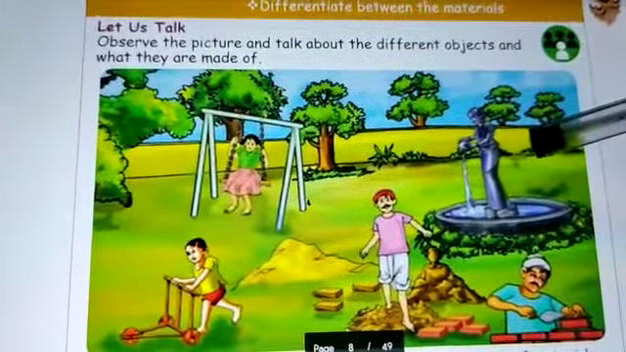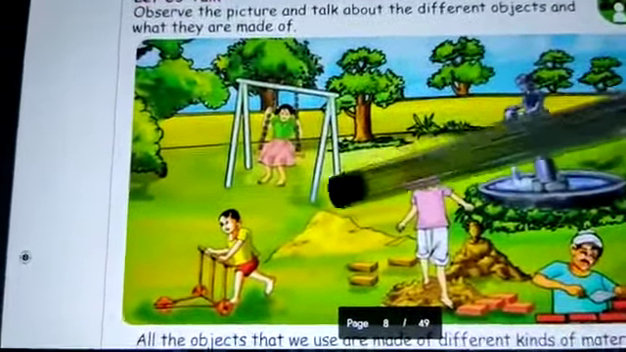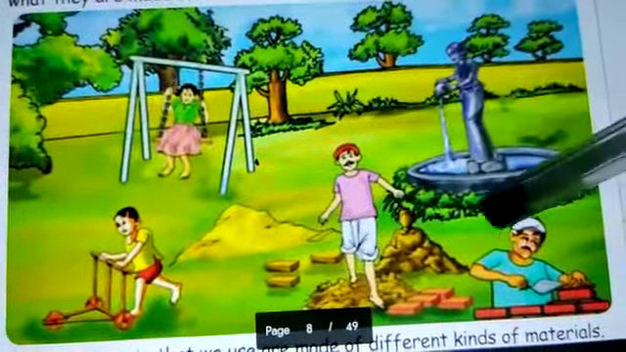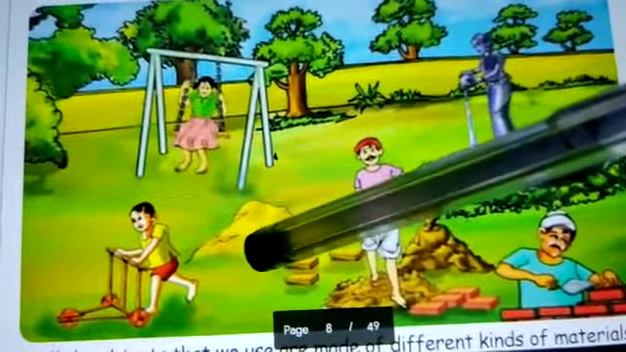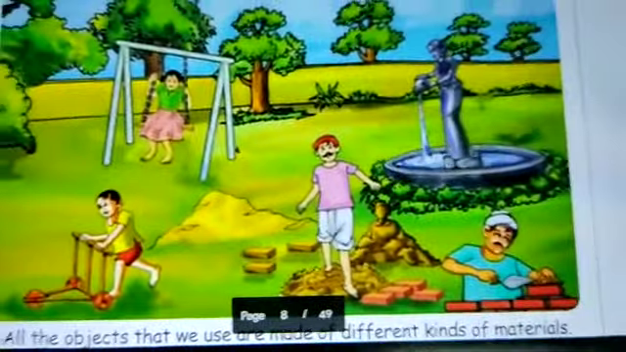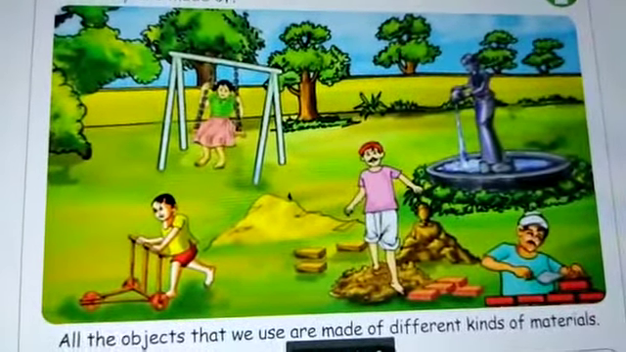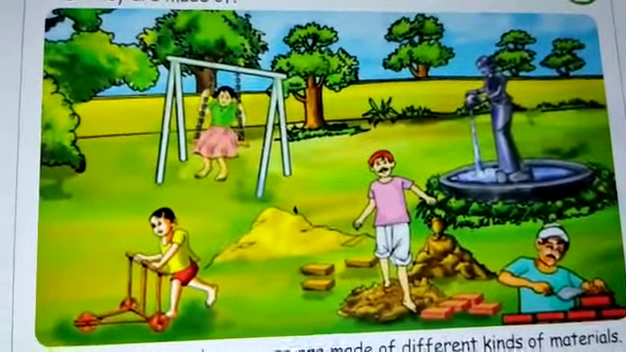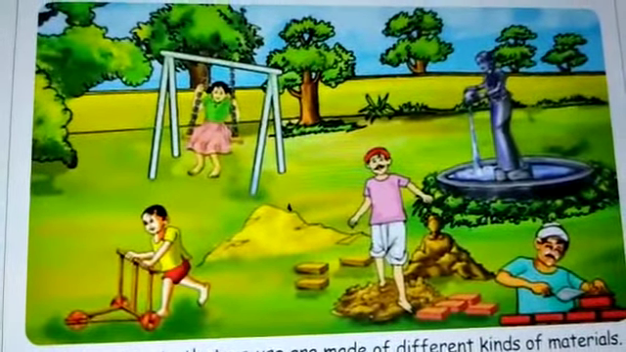See this picture? What are the things around you? Swing, the trees, the men who are working, bricks, sand, a kid is playing, a statue, plants, etc. These are some of the things around us. While you are playing or in the park, these are the things you might see. But at home, what are the things?